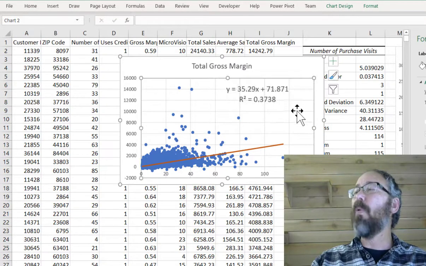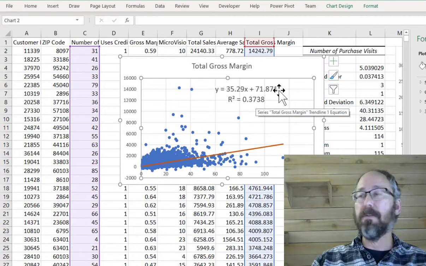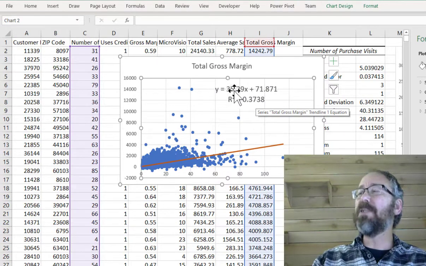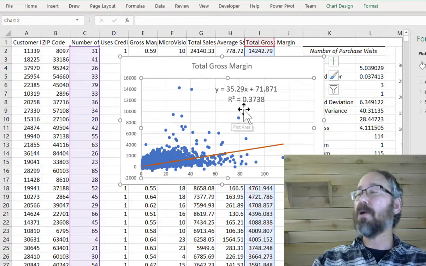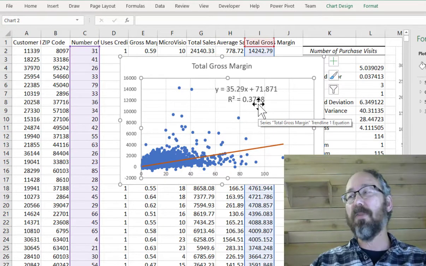So there you go. We have our equation. We can see that the y-intercept, 71.871, right? That would be the intercept on the linear regression from the data analysis tool pack. We can see that the coefficient for our number of visits is 35.29, and we can see that the R square is 37.4%. So let's just call it 37%, so that we know that the number of visits explains 37.4% of the variation in the total gross margin. So this is another way of getting similar information.